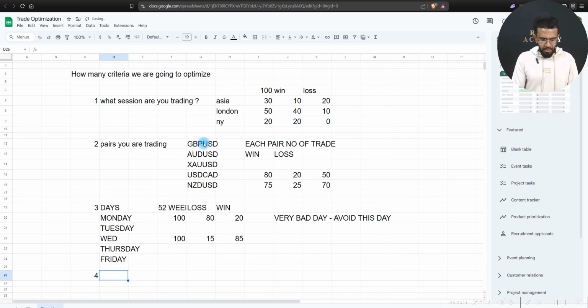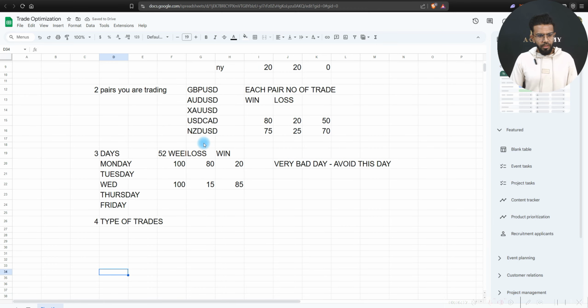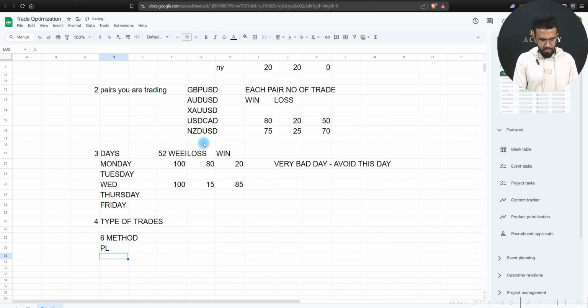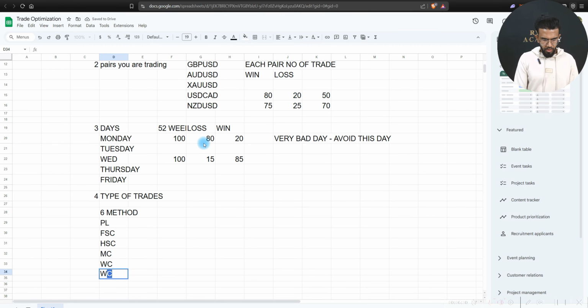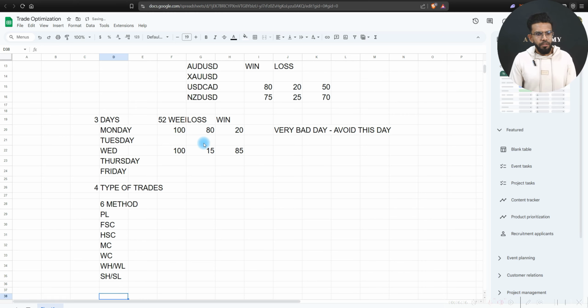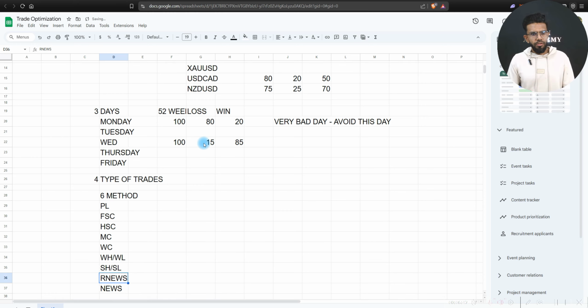The fourth one is going to be the type of trades. What do I mean? For me, I have around 6 methods. Just going to give you an example. Let's say P line, full session confirmation, half session, monthly confirmation, weekly confirmation, and then we have week high, week low, session high, session low. So these are some of the trades I'm going to put here, and the news as well. Okay. So for all these methods, you want to know what methods work best for you.